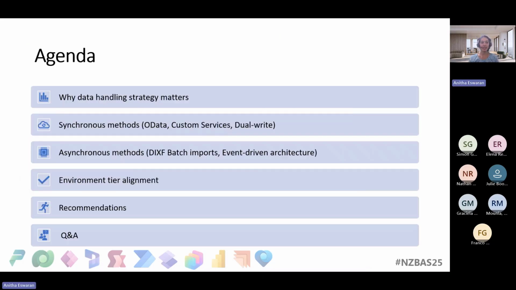Okay, so now a quick agenda. Why does the data handling strategy matter? Because I am going to deep dive into the data integration frameworks and the approaches we can use. I will give you a quick walkthrough of the different approaches we use in the data handling frameworks, and it covers the synchronous methods as well as the asynchronous methods. Along with that, we should also take care of the environment tier alignment. That also matters when you implement these approaches, be it synchronous or asynchronous, as they have to be aligned with the environment tier as well. Then the recommendations, and we will finish our session with question and answer.